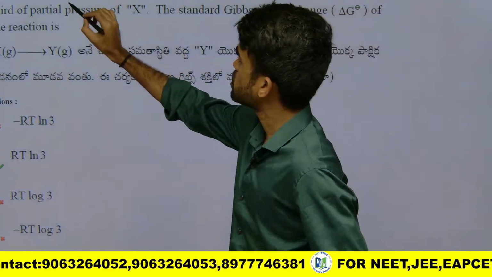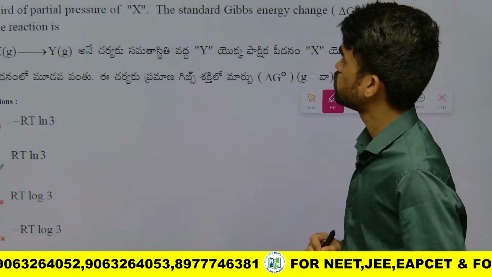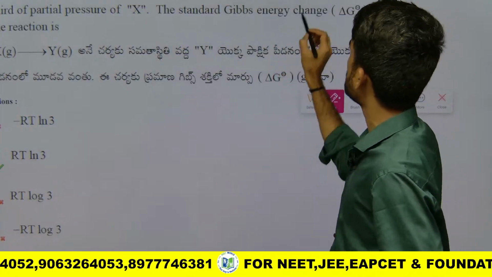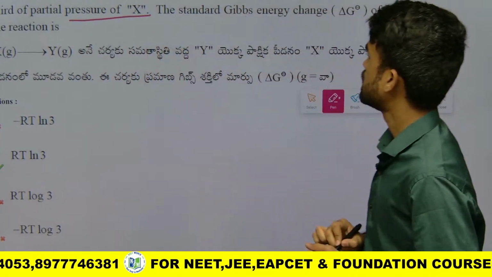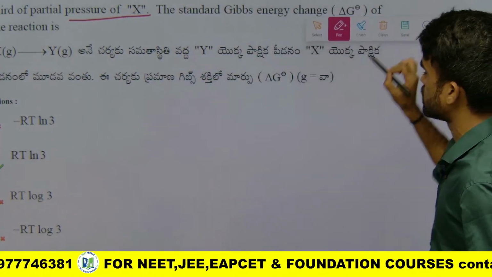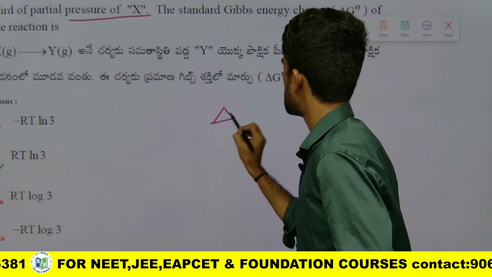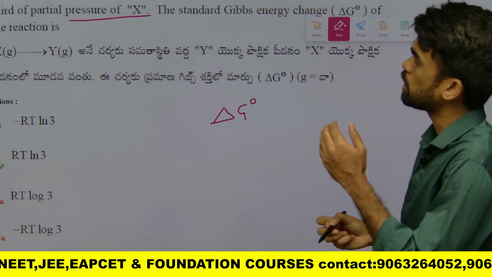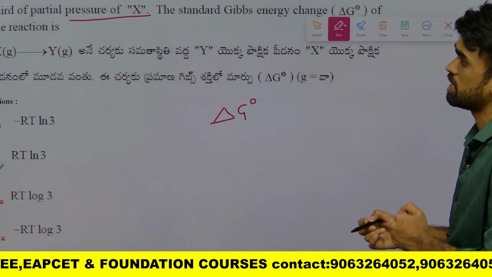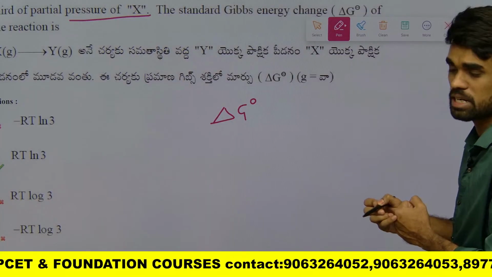So in a reaction, X gives rise to Y, both gaseous, at equilibrium. The partial pressure of Y is 1/3 of the partial pressure of X. The standard Gibbs free energy here. See, what is the standard Gibbs free energy formula? Delta G naught equals to, what is the relation between equilibrium constant and standard Gibbs free energy?